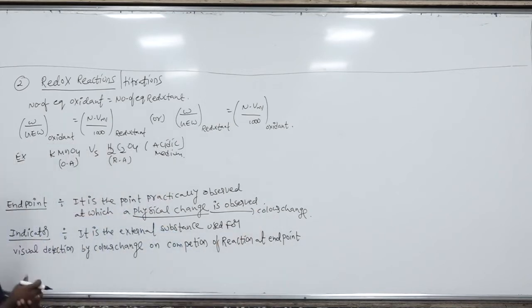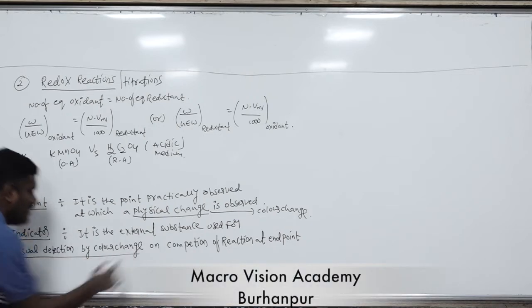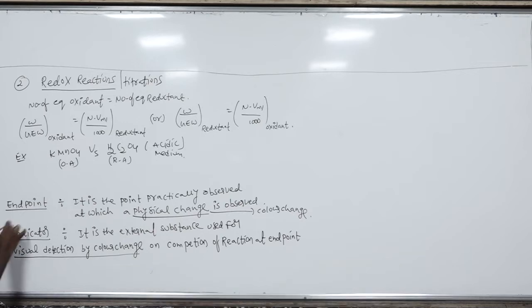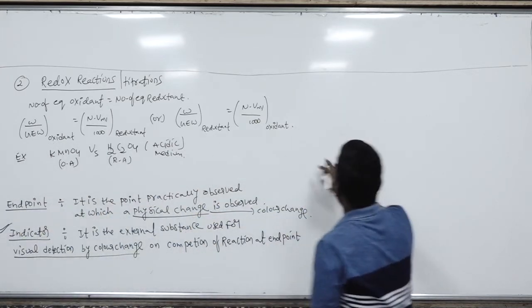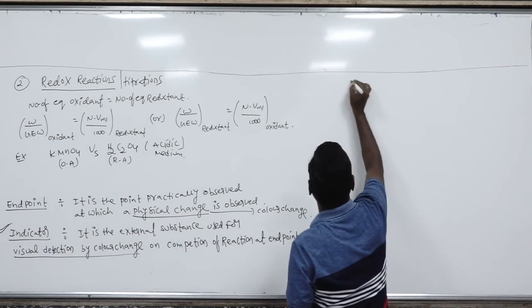So reaction will be completed at the end point. To know that, we have to visually identify the color change. For such purpose, we use some indicators. There are different types of indicators: acid base indicators, redox indicators. Okay. Now here we have different types of redox titrations.